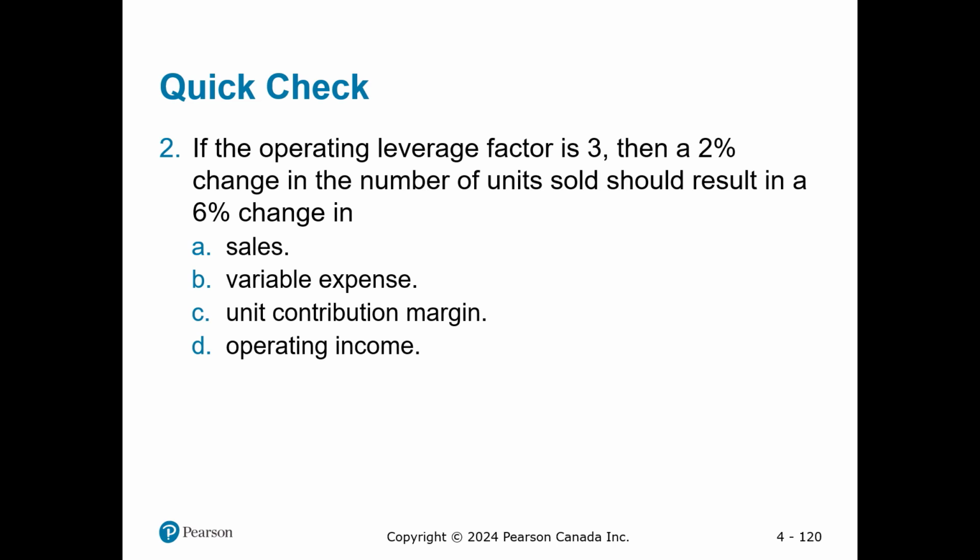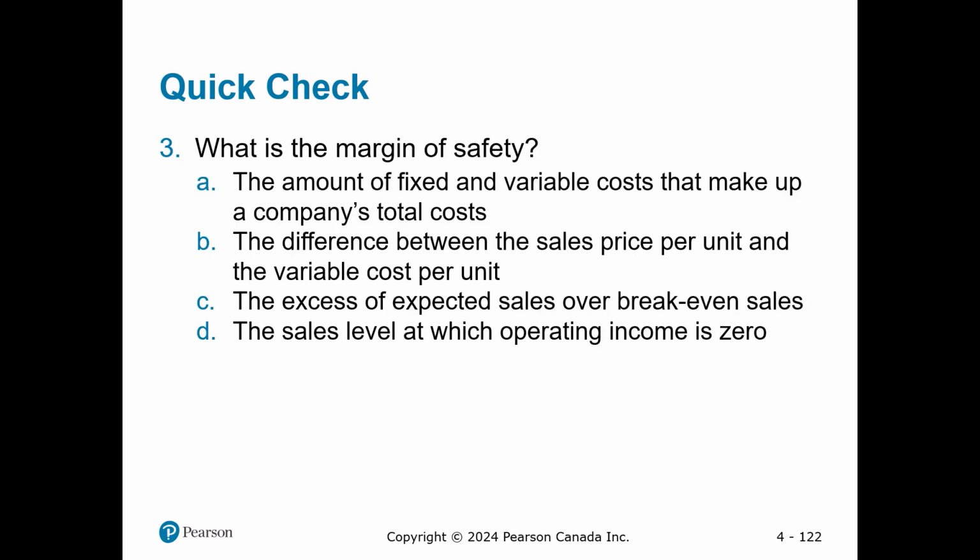If the operating leverage factor is 3, then a 2% change in the number of units sold should result in a 6% change in sales, variable cost, unit contribution margin, or operating income. And the answer is operating income. Remember, the operating leverage factor, or the degree of operating leverage, tells us if there's a change in sales, what will be the change in operating income?